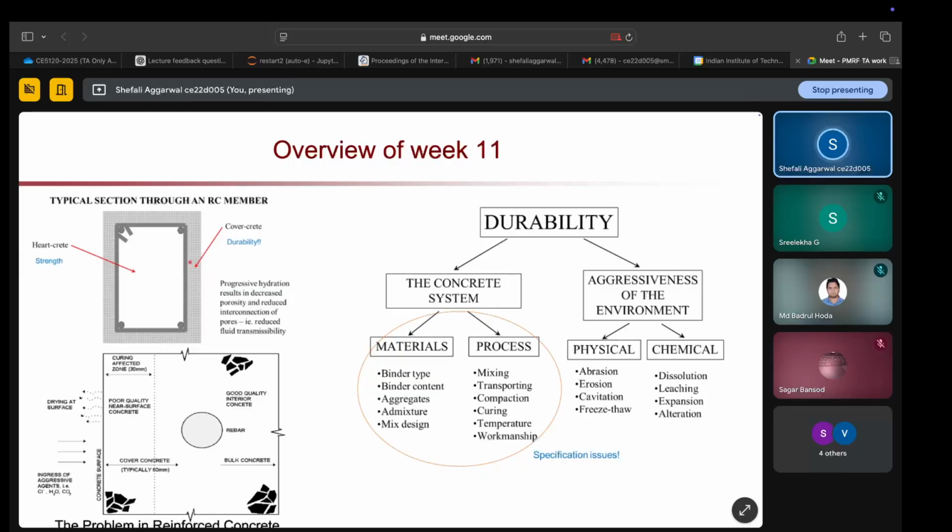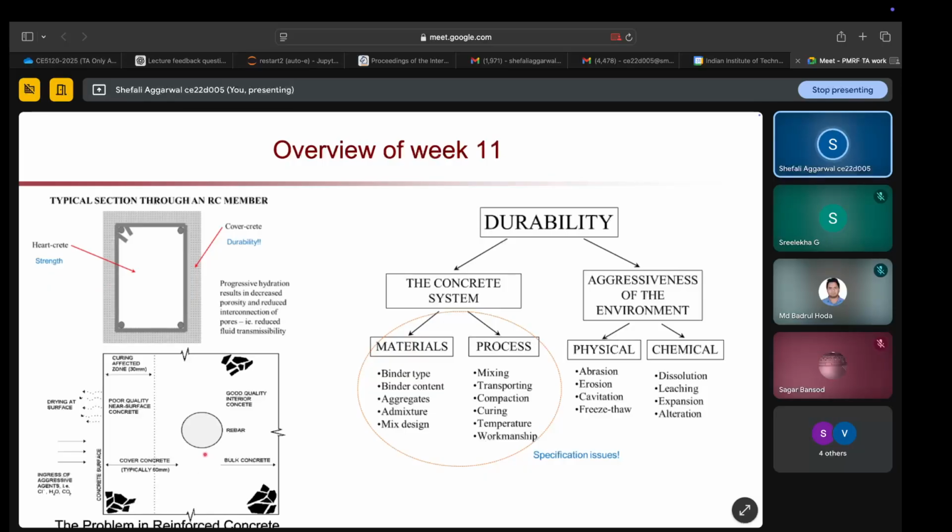Let's take an example of corrosion. In that case, if you are not providing a proper cover, what will happen? Your rebars will be exposed to the environment, and there are chances of early corrosion. But if you have a proper cover concrete and it is not much porous, then the ingress of chlorides will be much slower as compared to the other case. So your cover concrete will affect your durability properties.